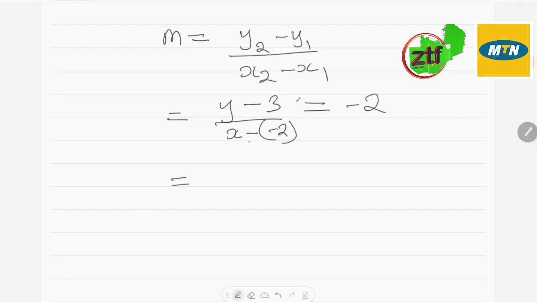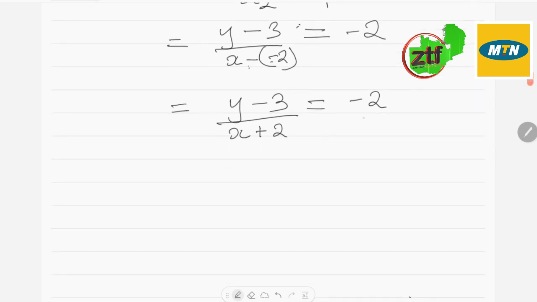Now, you have to pay attention with the signs and the operations so that you don't disturb yourself or lose marks on this good question. So expanding, the numerator will have y minus 3, everything over x, negative times negative gives us positive, so you have x plus 2, equals negative 2. Right, so all you need to do now is simply cross multiply. When you cross multiply, you are going to have 1 times y minus 3, just for the sake of those that cannot follow, then we have negative 2 times x plus 2.